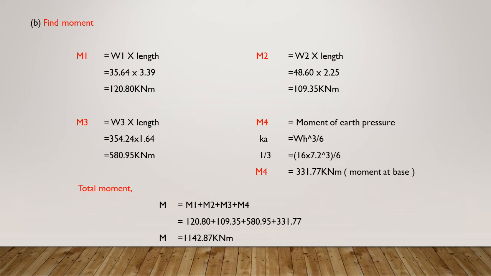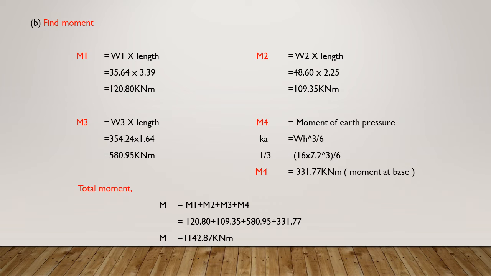Now find the moments, M1, M2, M3. It is a simple formula, we know that moment is equal to load into distance. We know the W1, W2, W3 values, and the lengths also we know. So simple, load into distance. Apply all the values of load and distance, and you get the M1, M2 and M3 values.